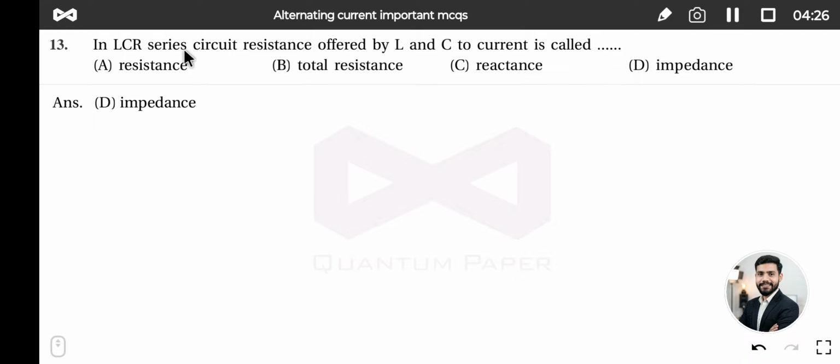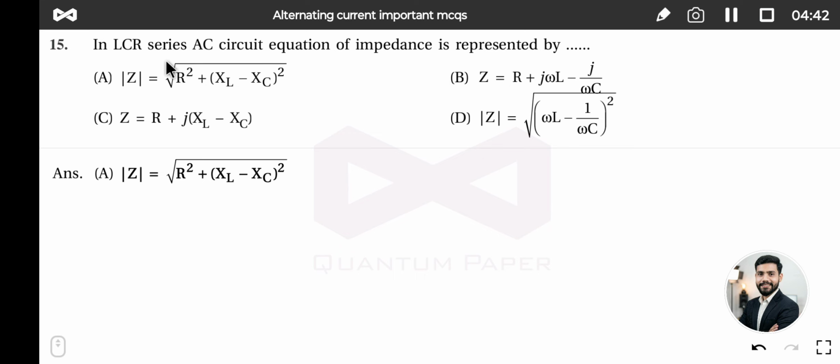Next one, in an LCR series circuit, the resistance offered by L and C is called what? Whenever an LCR circuit in series connection is there, the total net resistance offered by the circuit is called impedance. Next one, in an LCR series AC circuit, the impedance is represented by the square root of R square plus (XL minus XC) the whole square. So the correct answer is A.